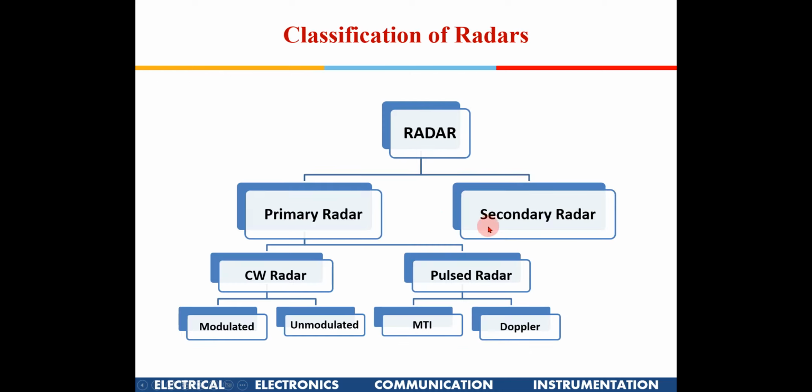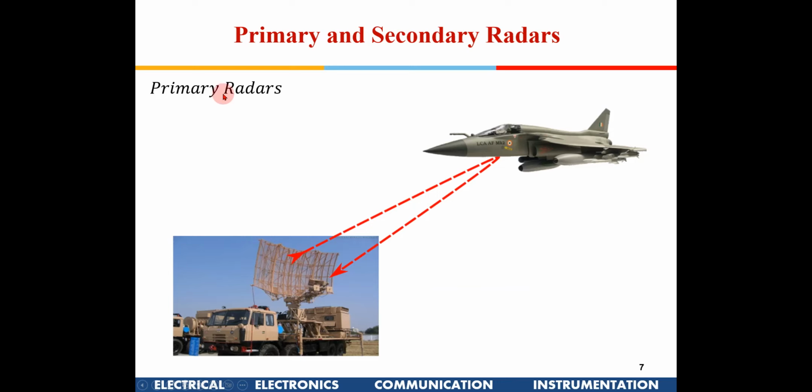So these two things we learnt in the last class. Today, before we learn about CW radar, let's see the classification of radar in terms of its functionality. Radar can be classified as a primary radar or a secondary radar. So what is primary radar?